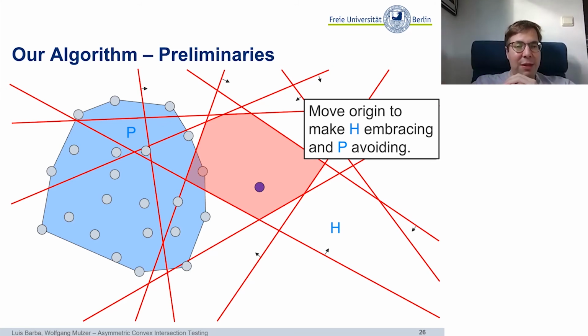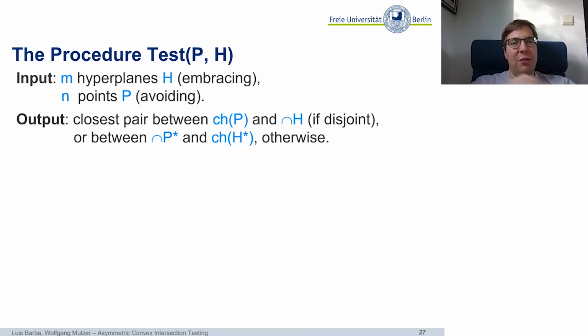Okay, so basically we're in the setting that we started for our primal dual polarity approach, that we have one H polytope that is embracing and one P polytope that is avoiding. And that means now basically we can turn the intersection testing to trying to find a separating hyperplane in the polar, and we can go back and forth between the two settings. And now let's see how the algorithm works.